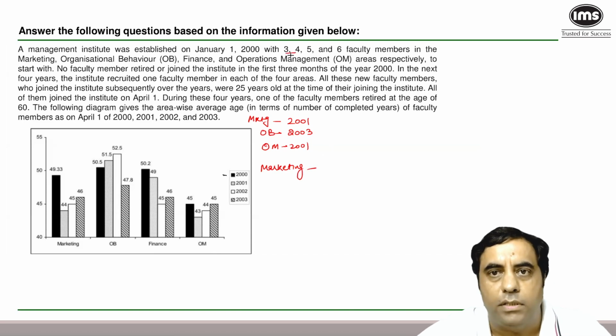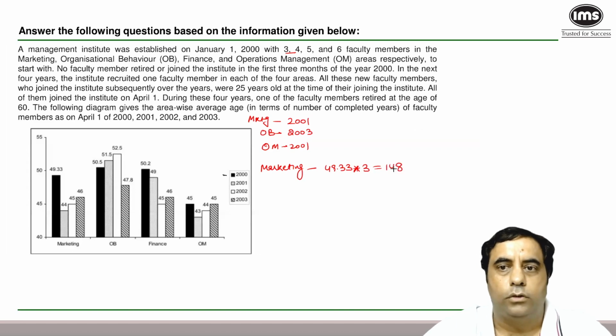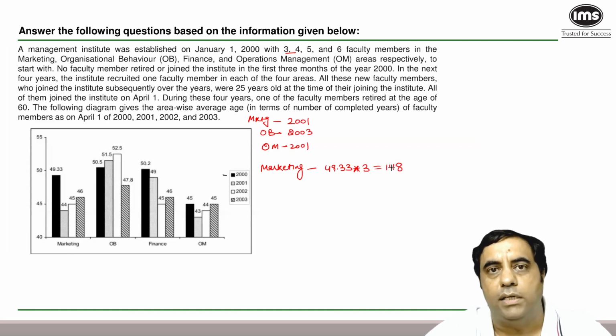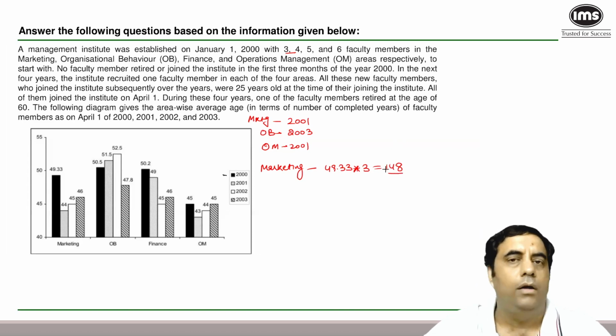$49.33 and there are three members. So therefore, I will straight away say the sum of those three persons will be 49.33 into 3, which is equal to nothing but 148. So that means the sum of the ages in this department in 2000 was nothing but 148.